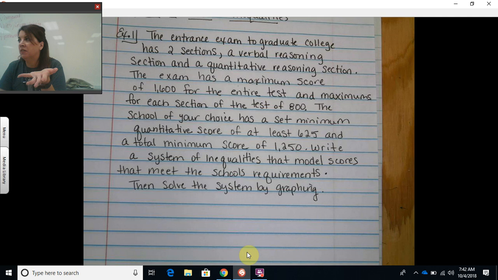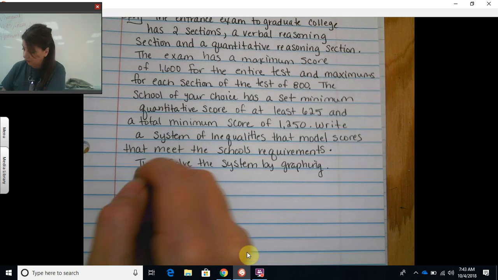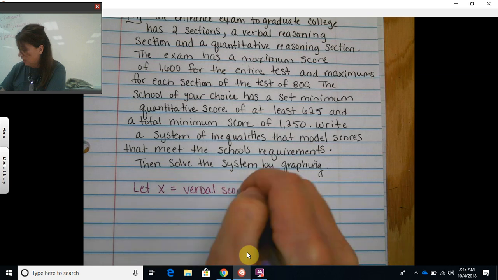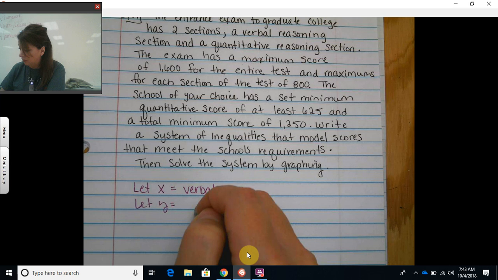No. So if you do, remember your x is always the independent variable, your y is always the dependent variable, if one's independent and one's dependent. If that's not the case, then it doesn't matter which one's x and which one's y. But you have to define it. So I'm going to let x equal the verbal score and let y equal the quantitative score.